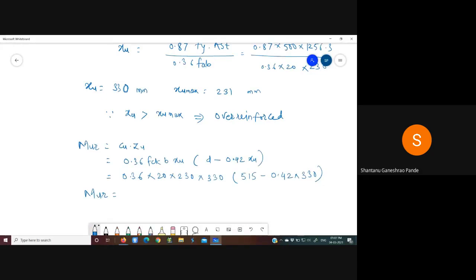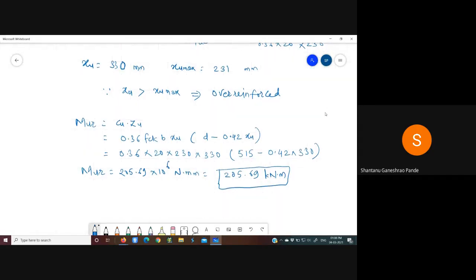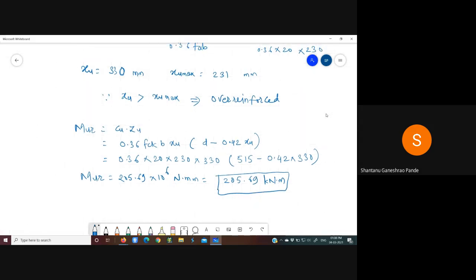Yes, please. What is the value of Mu R? 205.6 × 10⁶ Newton mm, and this is 205.69 kilonewton meter. So all of you getting this value? Yes, sir. Okay, fine. So this is how you have to calculate moment of resistance of a given section.